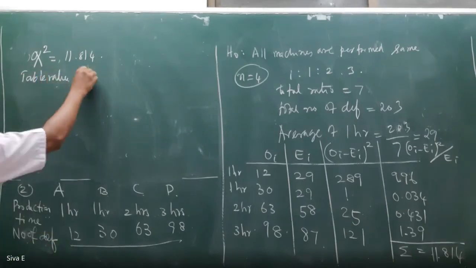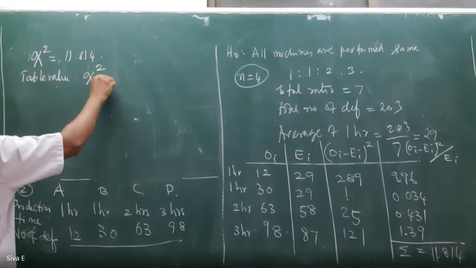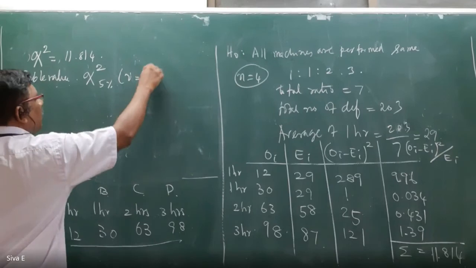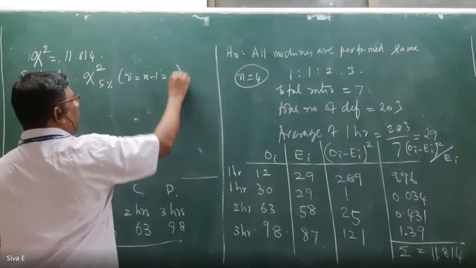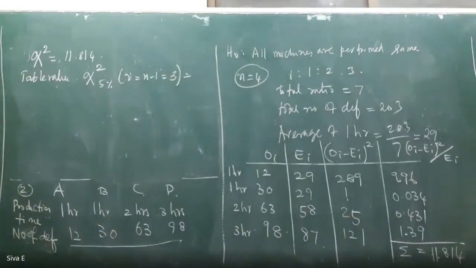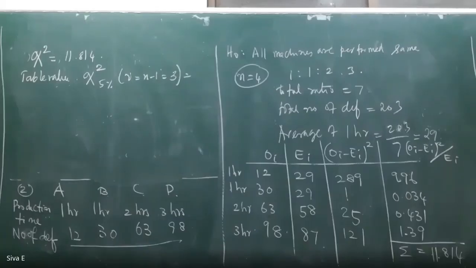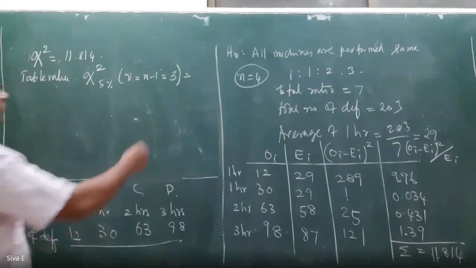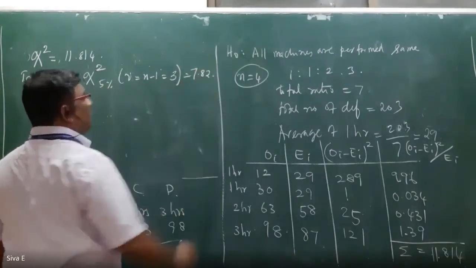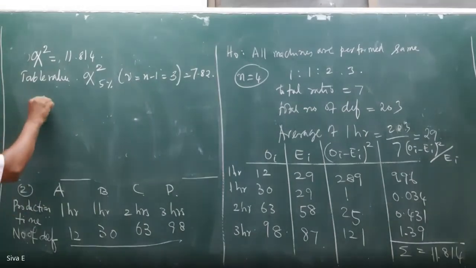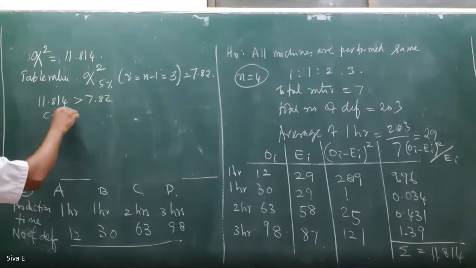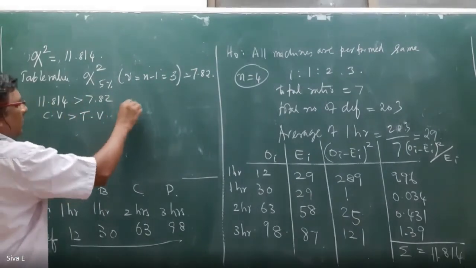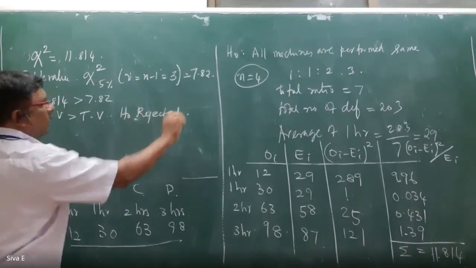Table value chi square at 5% level of significance, with nu equal to n minus 1. The total number of classes is 4, so n minus 1 is 3. What is the table value? 7.82. Therefore, the calculated value 11.814 is greater than the table value 7.82. H naught is rejected.